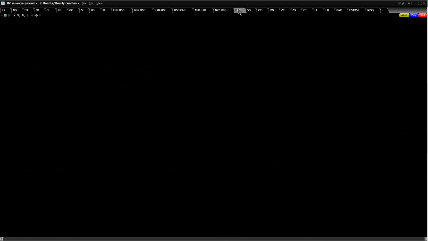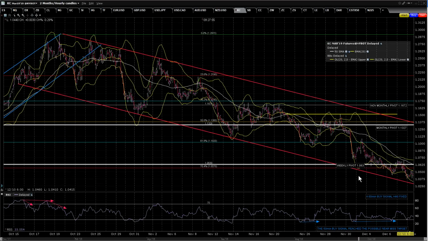KC, lots of positive divergence, close to trendline support, gone down plenty, expecting it to turn at any time, hasn't turned yet, possible double bottom forming here.